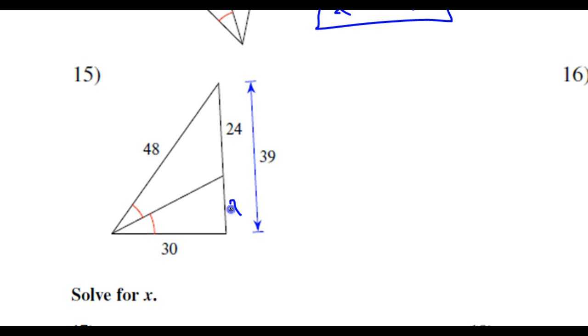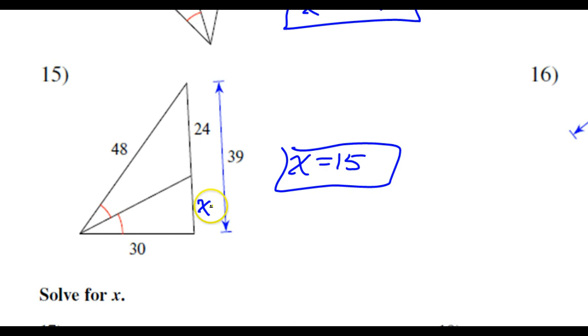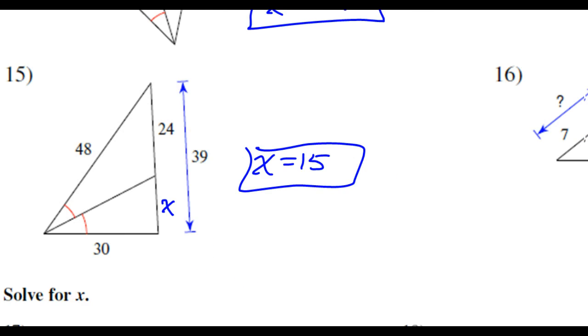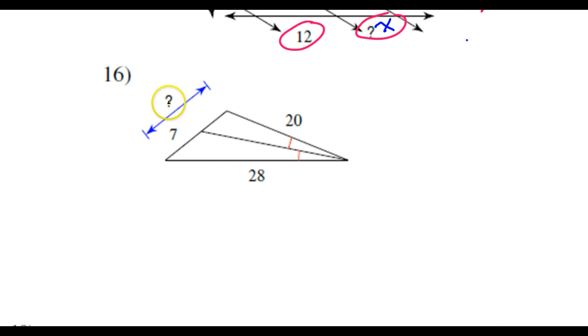I don't see any variable. So I'm going to assume that we're just supposed to find this missing piece right here, but we don't need any new theorems to do that. That's just going to equal 15, just because 39 minus 24 is 15. So something's wrong with that problem. They gave us too much information, no variable, something is missing there. Anyway, let's move on. Number 16 is slightly more interesting.